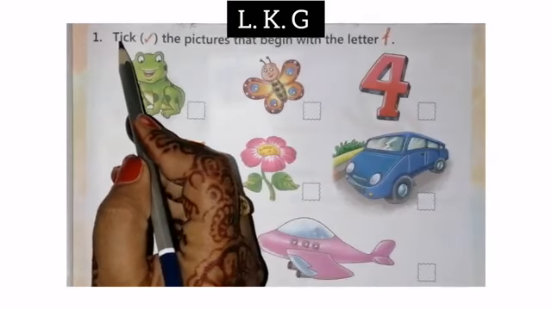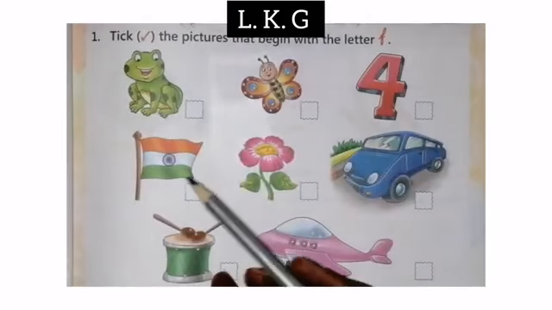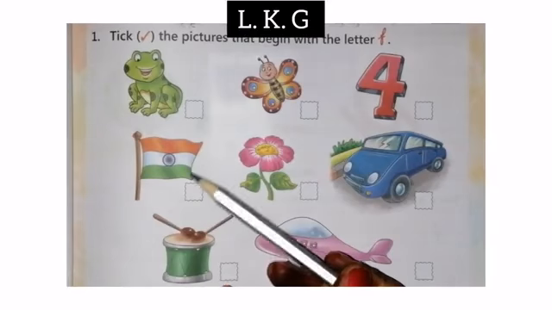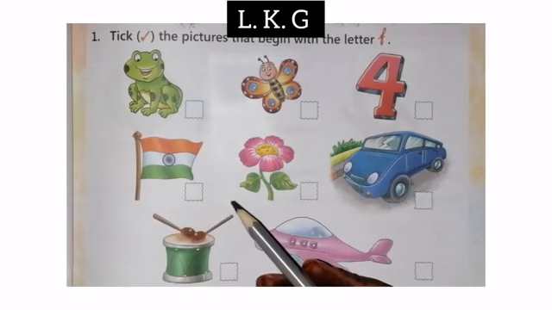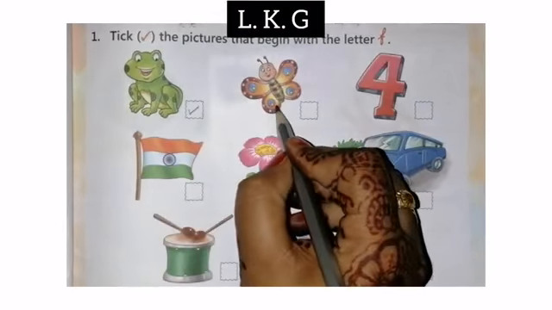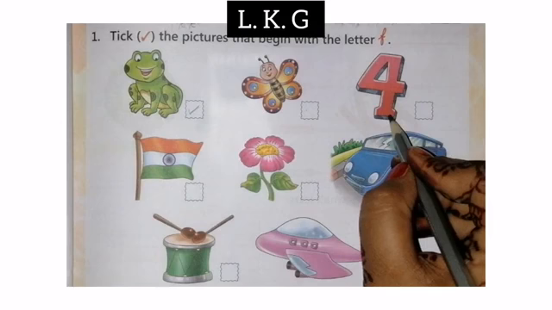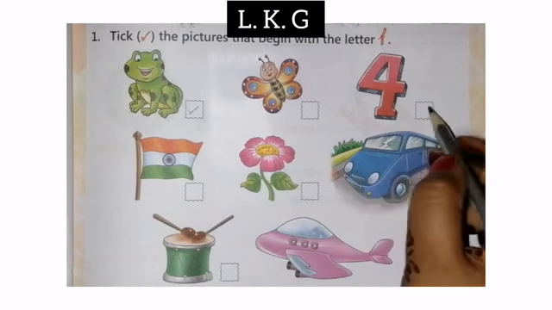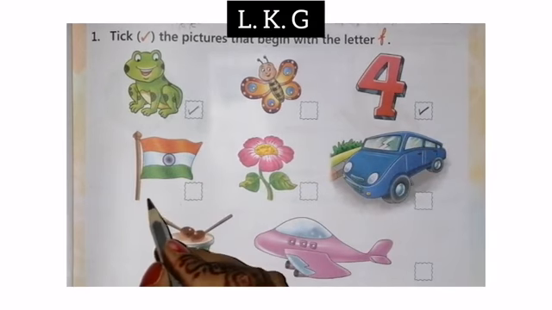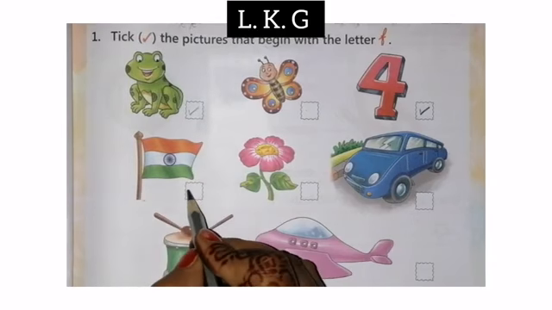Number 1, tick the pictures that begin with the letter F. Look at these pictures. जो पिक्चर F लेटर से स्टार्ट होती है उस पर आपने क्या करना है? You have to mark tick. What is this? Frog. So we will F for frog. So we will tick here. What is this? This is a butterfly. ये B से start होती है, so we will not tick here. What is this? ये F से start हो रहा है, so we will tick here. What is this? F for flag. ये F से start हो रहा है, so we will tick here.